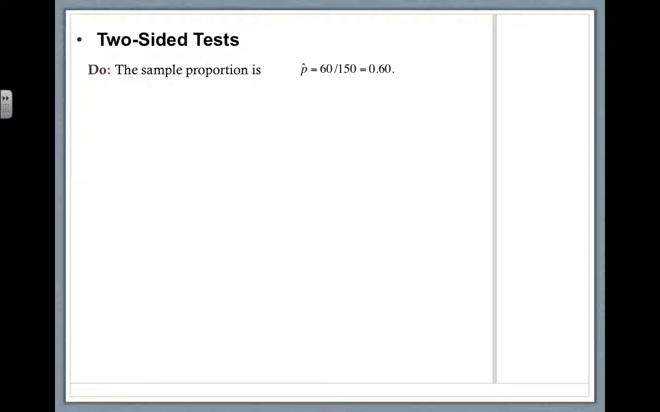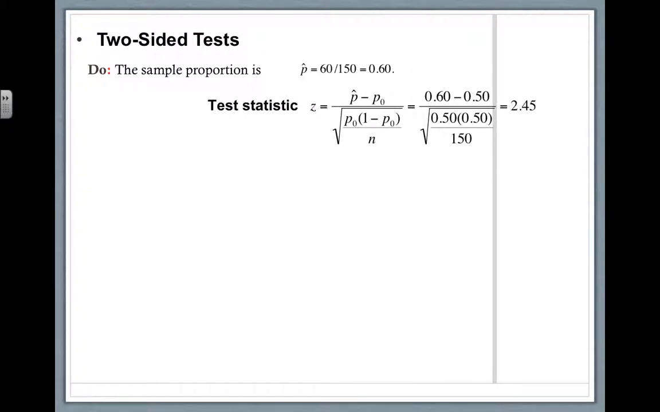So now that we know that it's approximately normal, we could sketch our graph, we could find our test statistic, and then we could find the probability of our test statistic. So our proportion here is going to be 0.60. Our test statistic, take your sample proportion, subtract it from your population, divide it by your standard deviation, you're going to get 2.45.